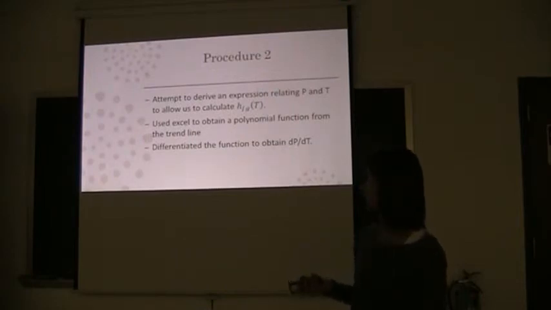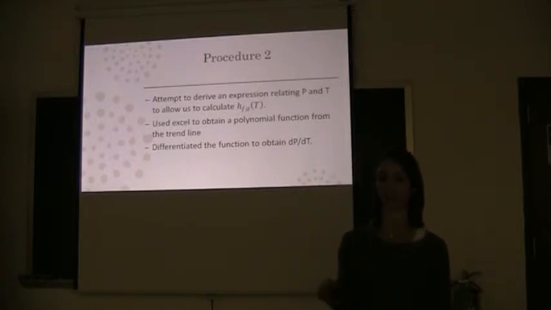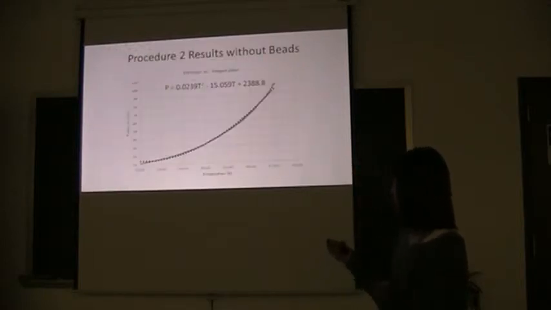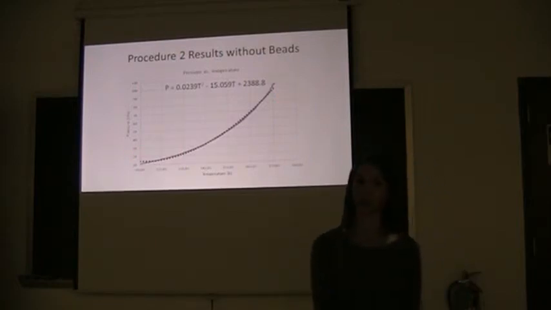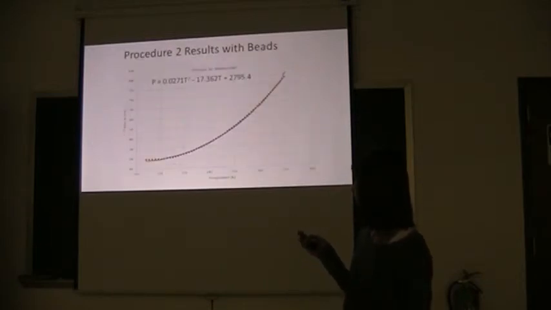With procedure 2, I used Excel to obtain a polynomial function, using a curve fit. Once I had that function, I took the derivative to get the slope, and used the slope in the Clapeyron equation to calculate my enthalpies. This was my curve fit for the flask with the beads, and this is the function that I came up with. And this is for without the beads.